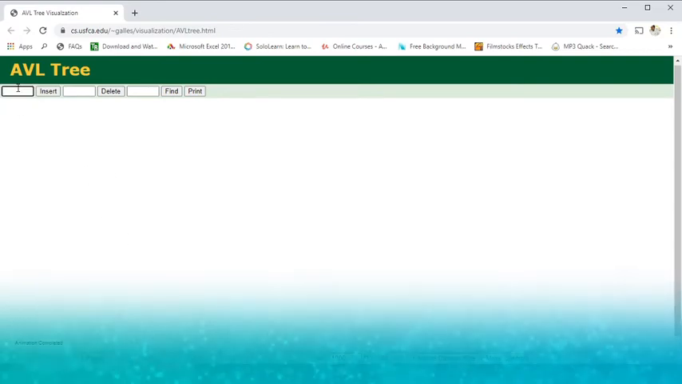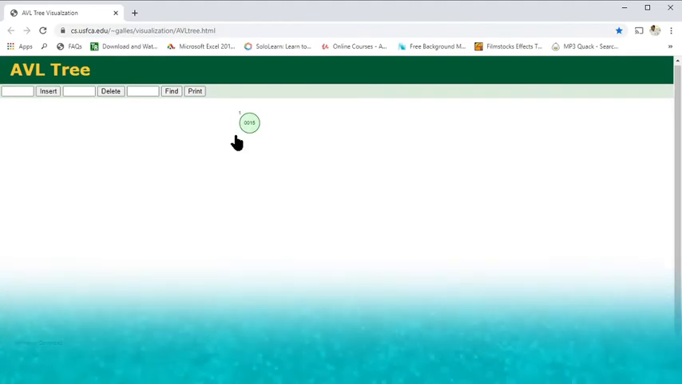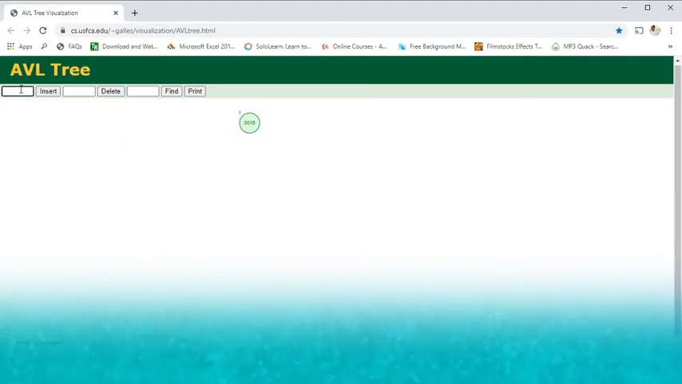So let me insert one by one. 15, that will be my root node. I press insert. So that's my root node. And the numbers which you are seeing over here, please neglect that. Here they don't follow this 0, 1, 2, -1. They are not sticking to that. But we know how to find the difference between two nodes. So stick to what I taught you.